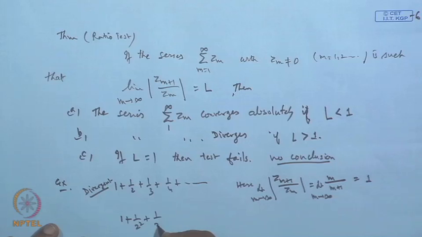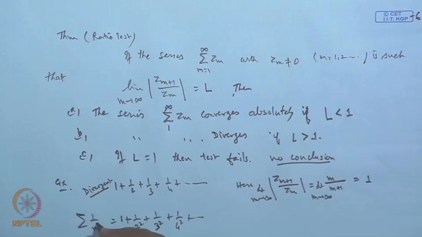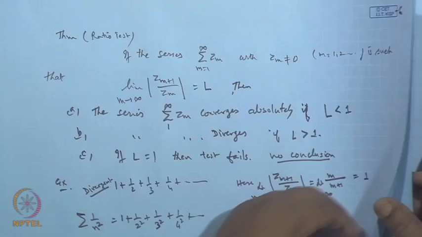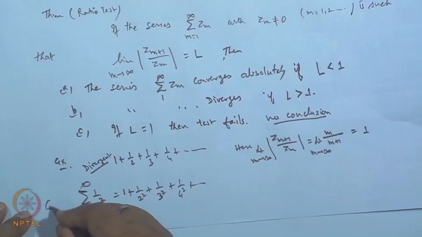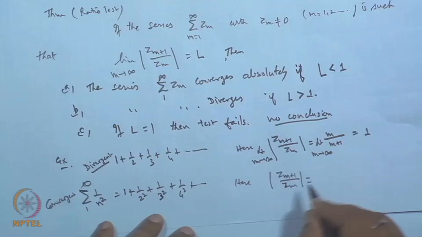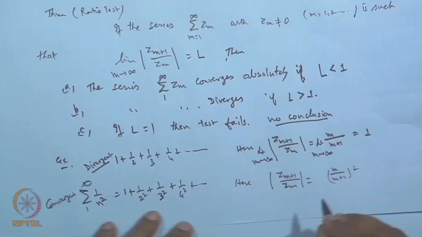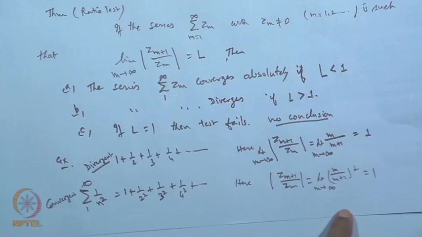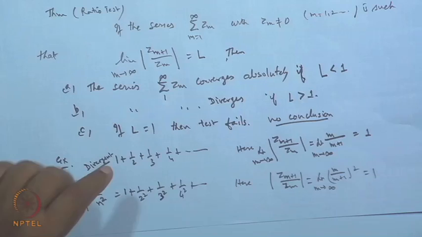Then the series 1 plus 1 by 2 square, 1 by 3 square, 1 by 4 square and so on. This series is of the form sigma 1 by n to the power p, where p is 2. It means this series is a convergent one, because it is a standard result. But if I take the ratio |Zm+1 / Zm|, what you get is (m over m plus 1) whole square, and the limit of this as m tends to infinity is again 1. So L is 1, and you cannot give any guarantee about the nature of the series. It may be convergent, may be divergent, that is what it says.